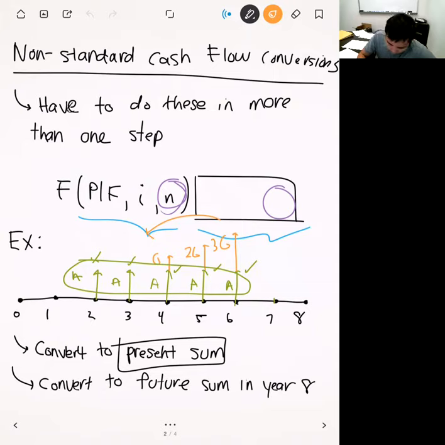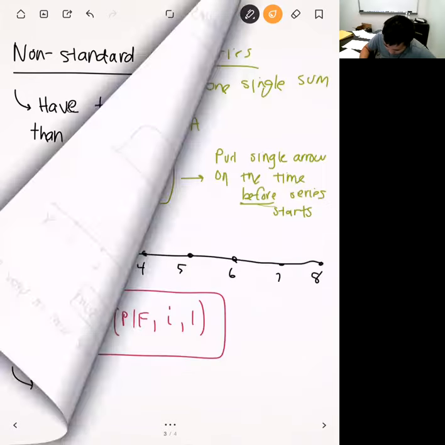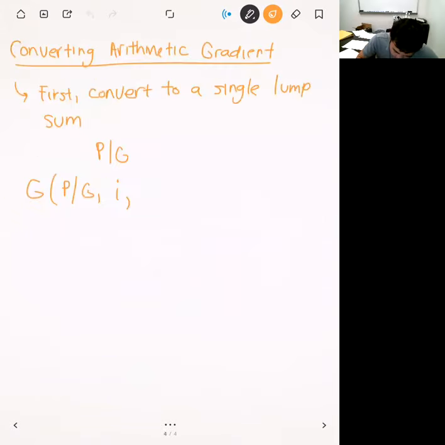We're going to do something similar for G. We're going to count the number of arrows that we have. And you can see here that we have 3 arrows. But then the n for this is actually going to be plus 1. So you take the number of arrows that you have, add 1 to it, and that's going to be your n for the P over G conversion. In this case, since we have 3 arrows, we add 1 to that, and so the n for this is actually going to be 4.